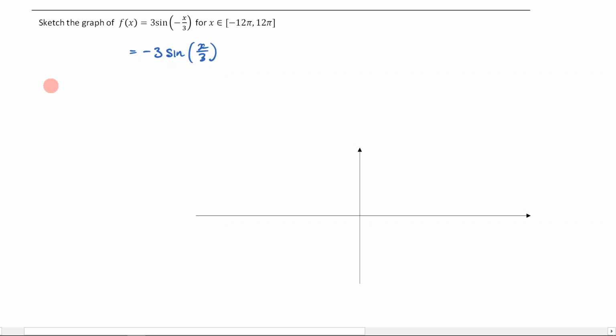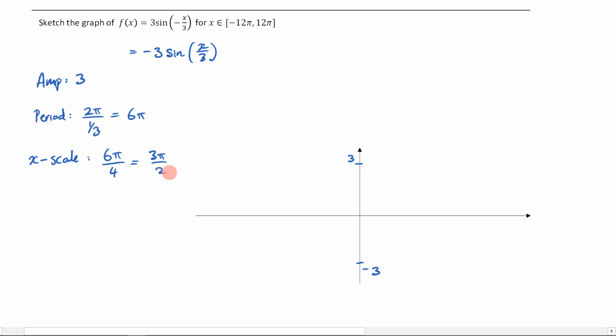And then once I've done that, I'm now just going to treat this as normal. So my amplitude here is going to be 3. So that means I'm going to be going 3 up, and I'm going to be going 3 down. The period of this is going to be 2 pi over 1 on 3, which is 6 pi. And then we can also find the x scale by taking the 6 pi and dividing it by 4. Both of these can be divided by 2, so I'm left with 3 pi on 2 there. We'll see if the x scale provides that much use, but we might be able to do it without it.